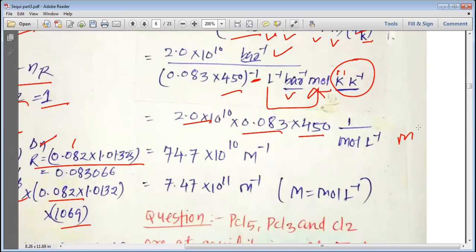This mole per liter, we simply represent it as molarity, and the answer is 7.41 into 10 to the power 11 per mole. So this is the answer we get.